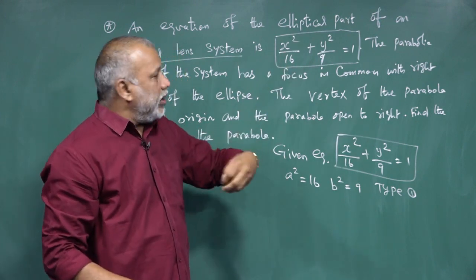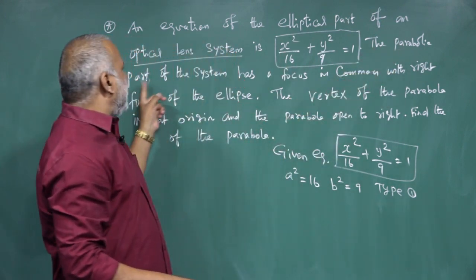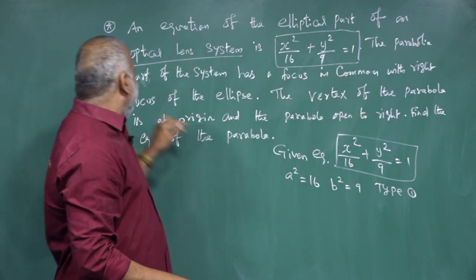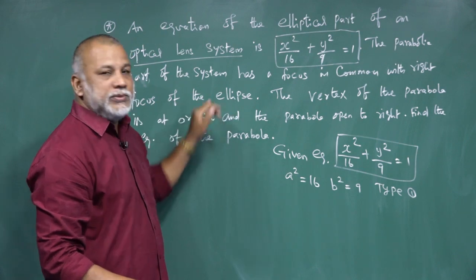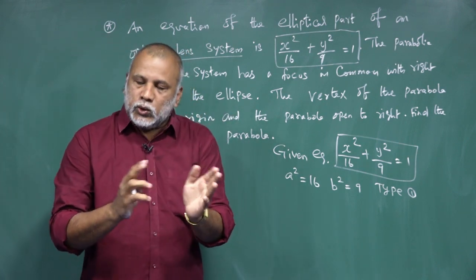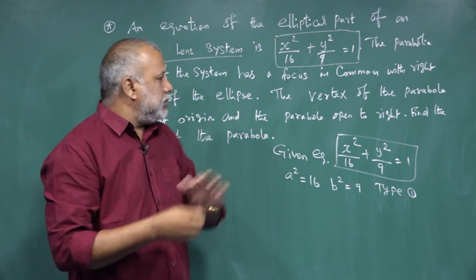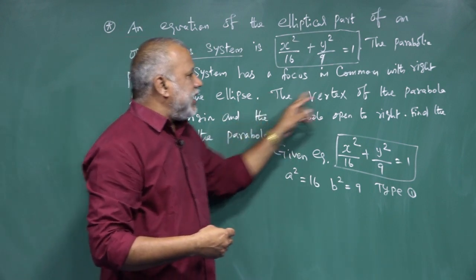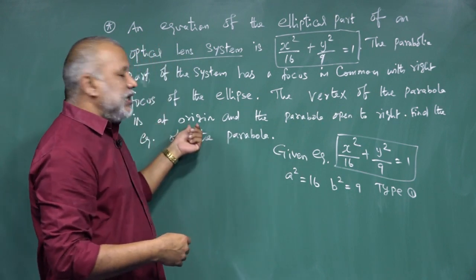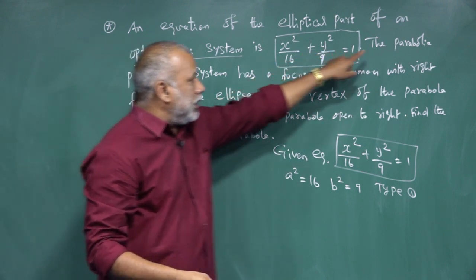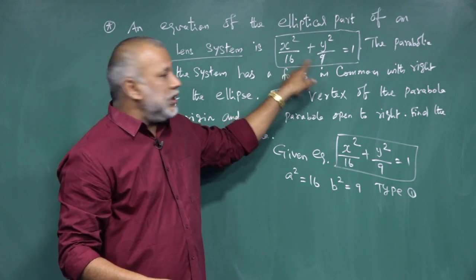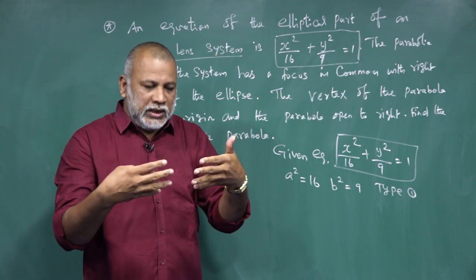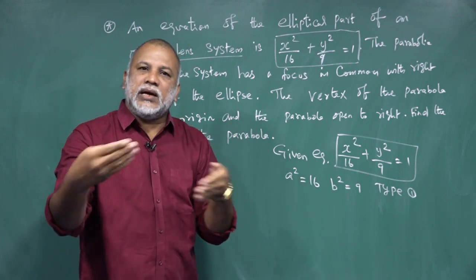Now, see the other one. The parabolic part of the system has a focus in common with the right focus of the ellipse. We are having two foci of an ellipse, F and F dash. We are already very clear on this. The vertex of the parabola is at the origin. Here, one portion is the elliptical part, another portion is the parabolic part. So we are having two diagrams mixing: one is an ellipse, another one is a parabola.